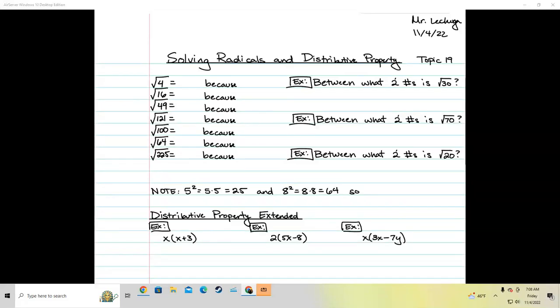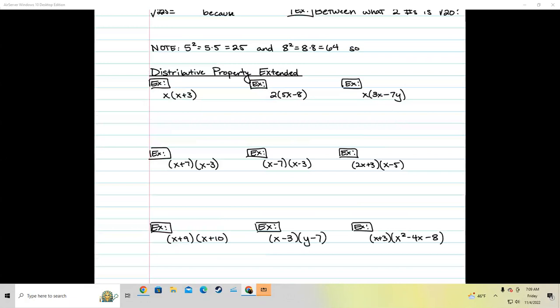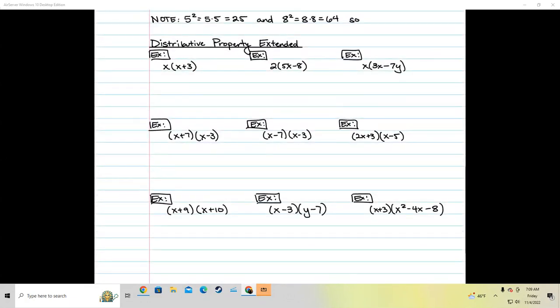Okay, today we're going to be going over solving radicals and distributive property. This is topic number 19. Go ahead and press pause in the video and jot this down. The rest of the page is going to look like this, and then that'll finish out the first page.